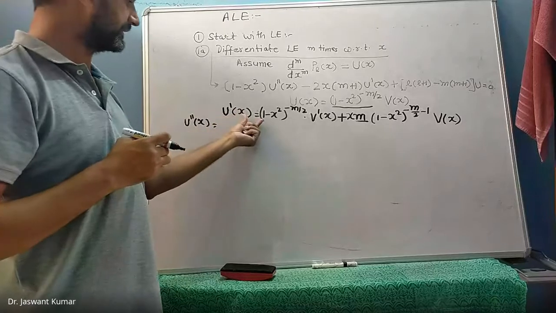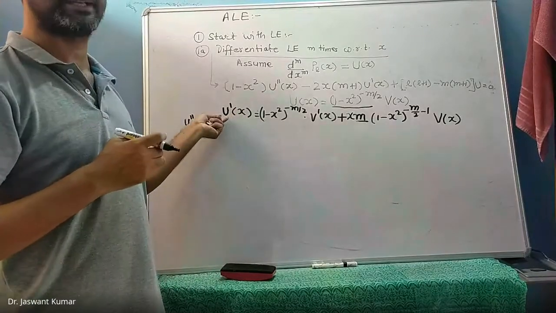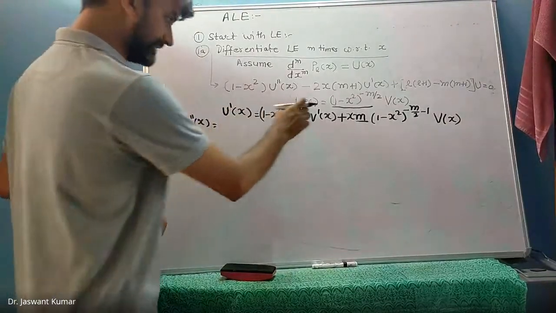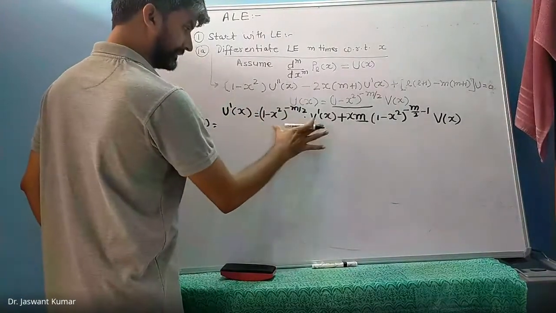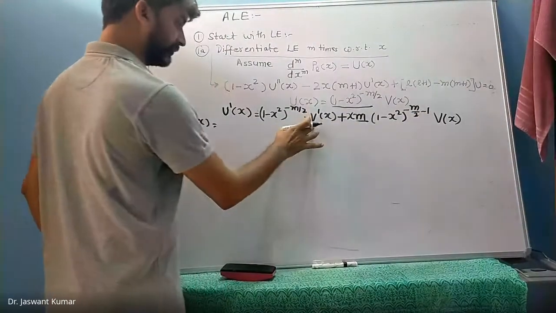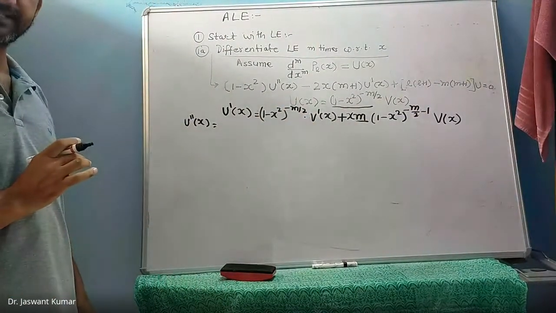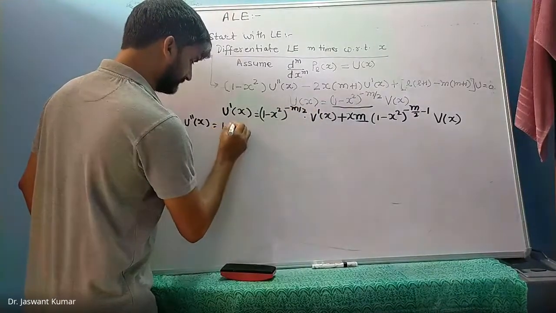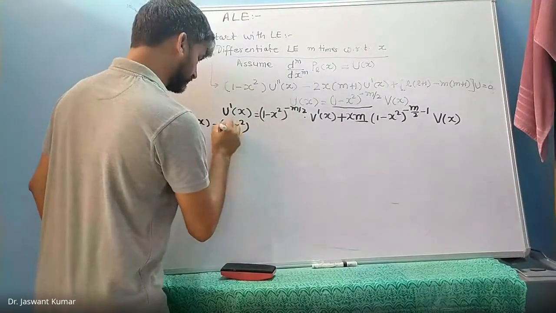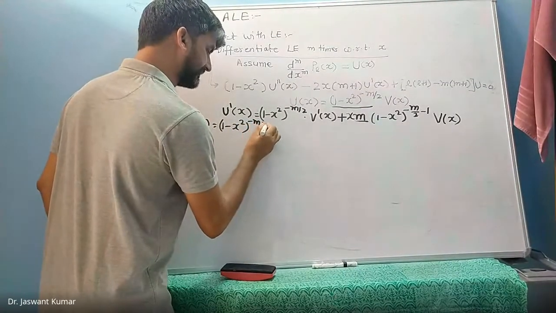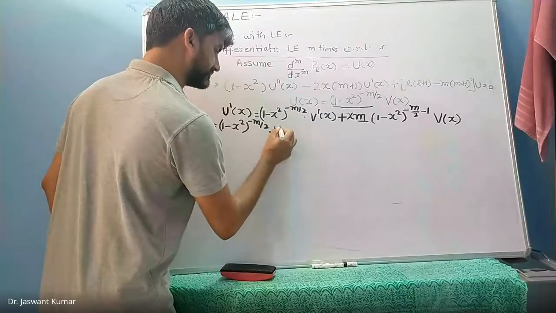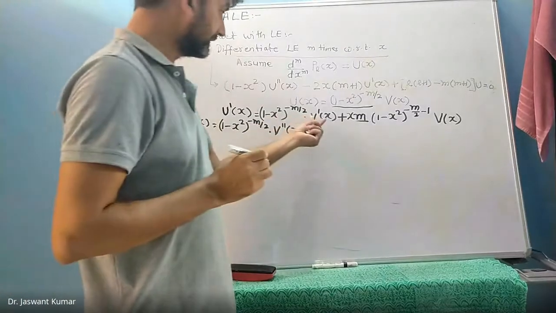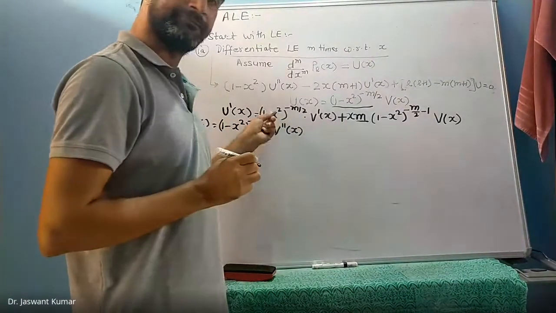The second derivative is the first derivative of the first derivative. So we will find the first derivative of this. There are two terms now. One term is this, the second term is this. First of all, we will find the first derivative of the first term. Here the term will be 1 minus x square to the power minus m by 2, the first term, into the derivative of the second, which is v double dash of x. And then the second term into the differentiation of the first.